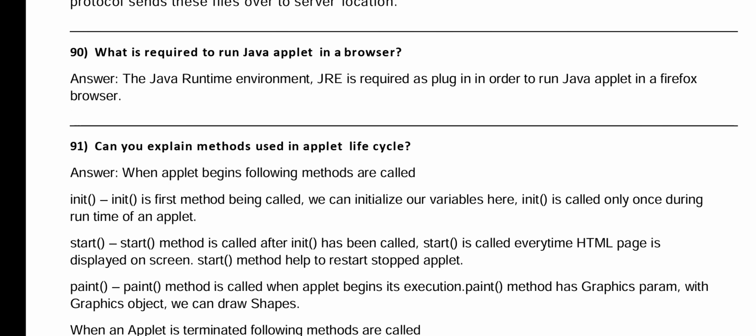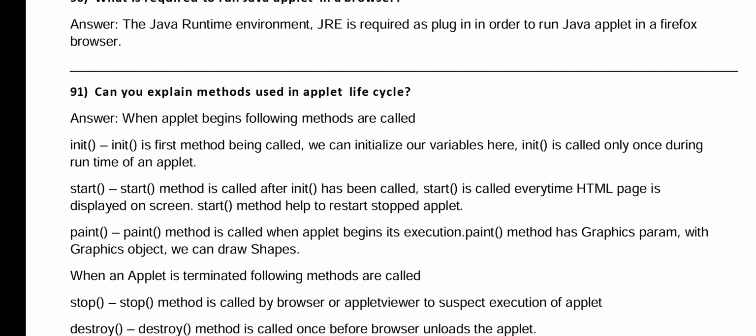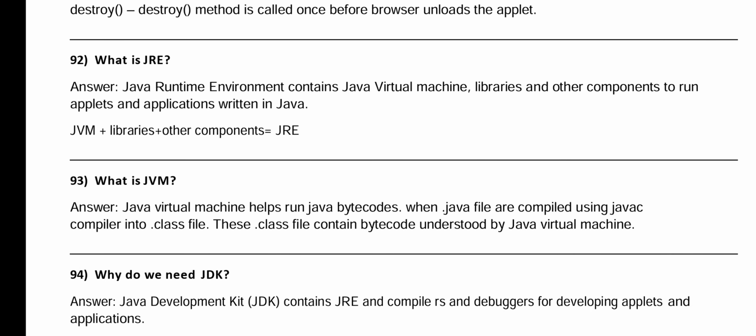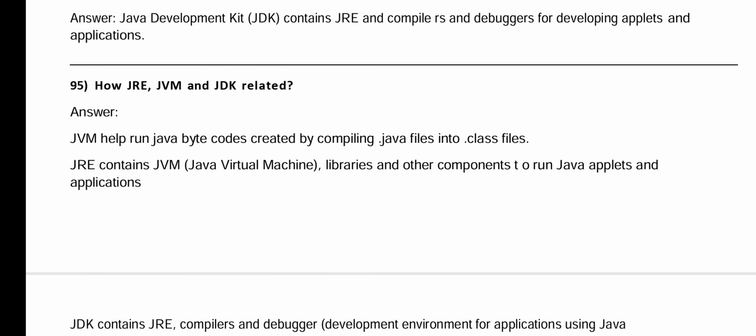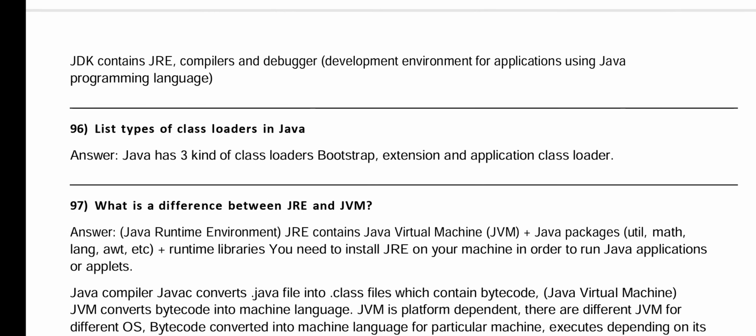What is required to run a Java applet in a browser? Can you explain the methods used in the applet lifecycle? What is JRE? What is JVM? Why do we need JDK? How are JRE, JVM and JDK related?